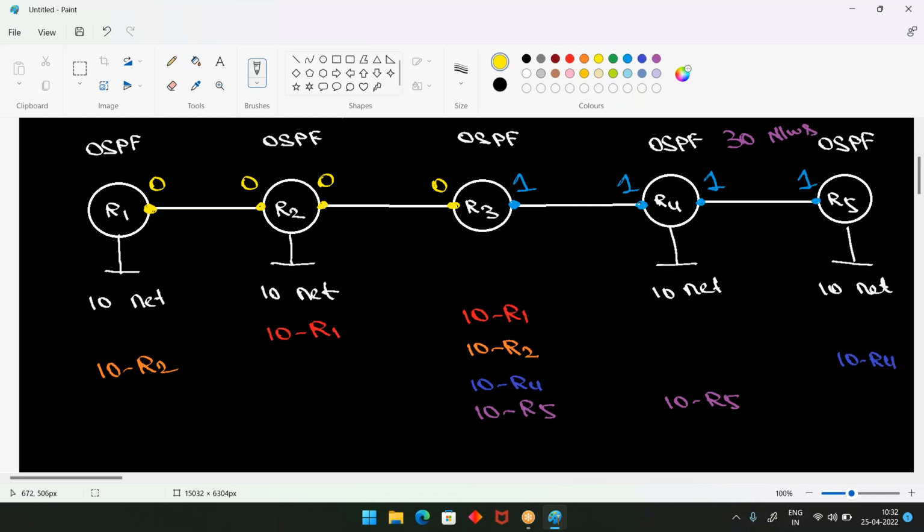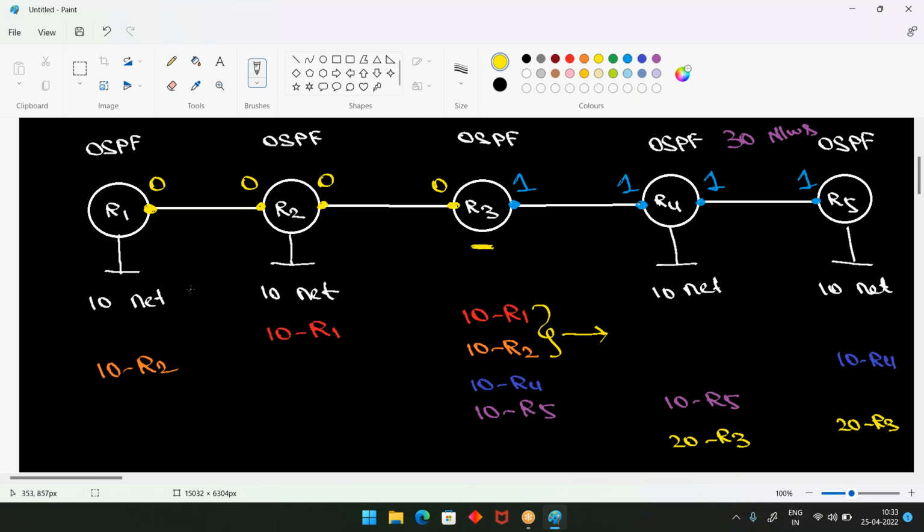To overcome this problem, what will R3 do now? The R3 router will share the R1 and R2 networks into area 1. That means the R3 router will share these R1 and R2 networks to the R4 router as well as the R5 router, to overcome the problem we discussed.